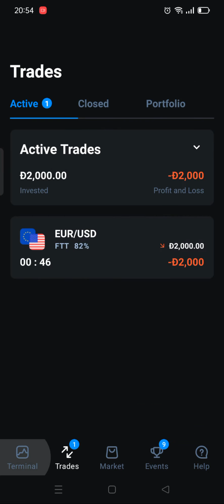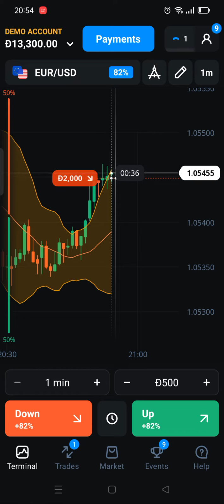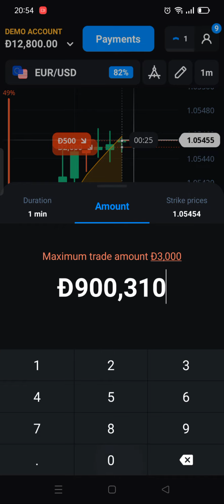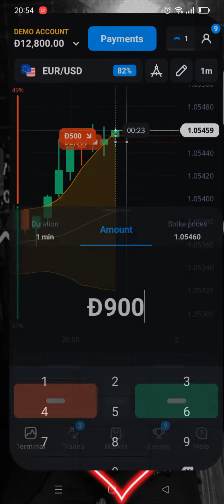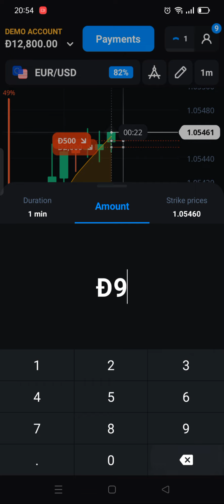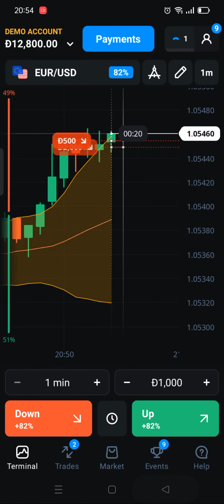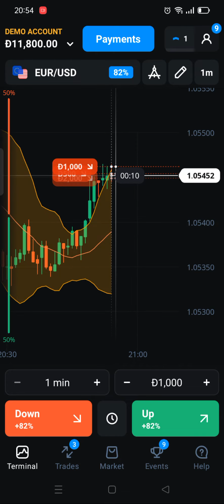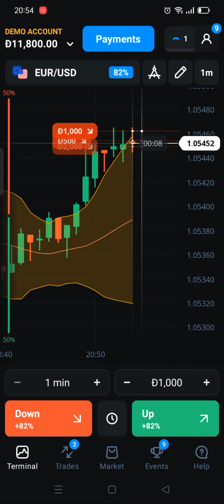We do a wrong trade. Again we do a sell. Here we go for $1,000. Oh no. Okay, here we go again for $1,000. Let's see, only 20 seconds, our $2,000 is in loss. Okay, let's see what happened there.